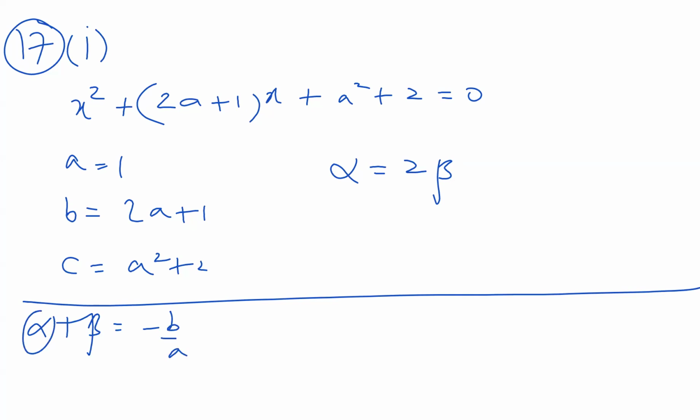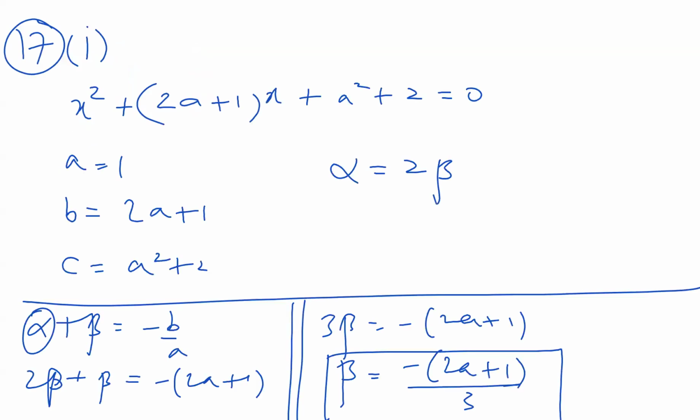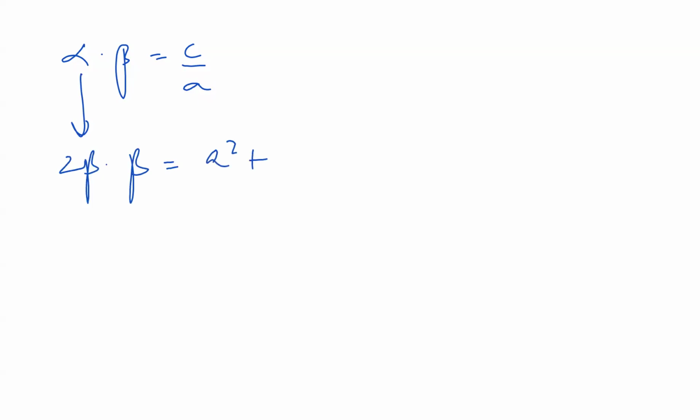Alpha is 2 beta. 2 beta plus beta is equal to minus b by a. So minus (2a plus 1). 3 beta is equal to minus (2a plus 1). So beta is equal to minus (2a plus 1) by 3. Now alpha into beta is c by a. Alpha is equal to 2 beta, so 2 beta into beta is c by a. Let's check what the values of c and a are. C is a square plus 2 and a is 1. So this is going to be a square plus 2. So beta square is equal to (a square plus 2) upon 2.